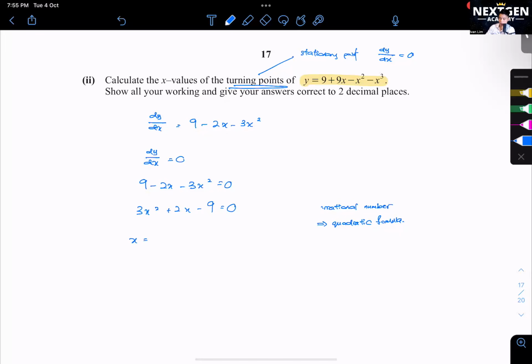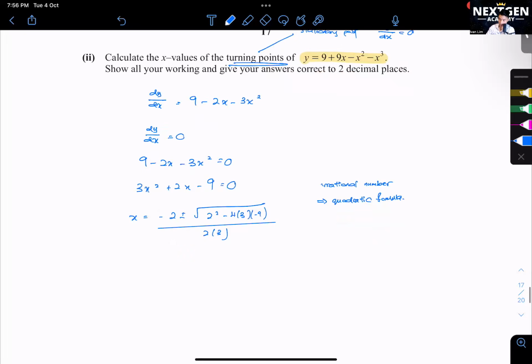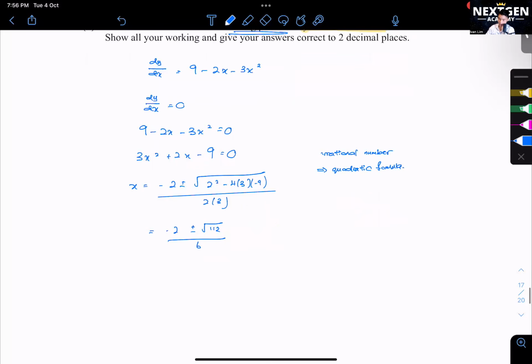So x equals negative b plus minus square root of b squared minus 4ac over 2a. This one will get negative 2 plus minus square root of 112 over 6. Just type in the calculator. This value you will get x equals negative 2.1 and x equals 1.43.